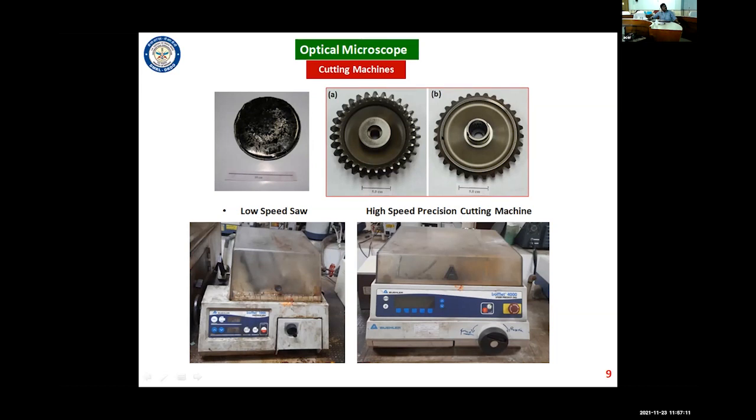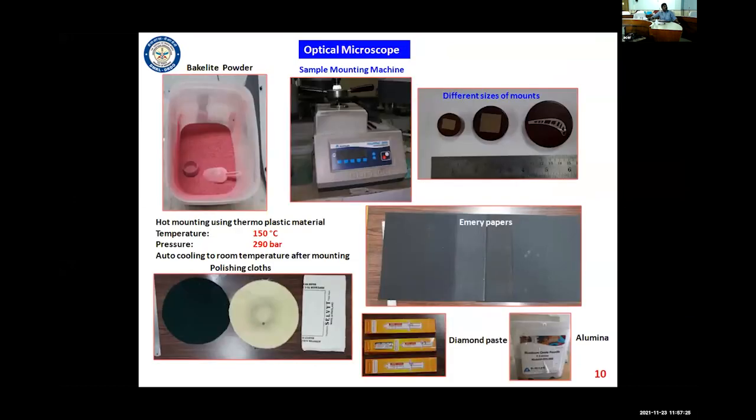If the components are bigger, they will be cut with band saws or EDM cutting machines. If they are smaller samples, we'll cut with the isomet and so on. And then after cutting, the samples should be mounted.